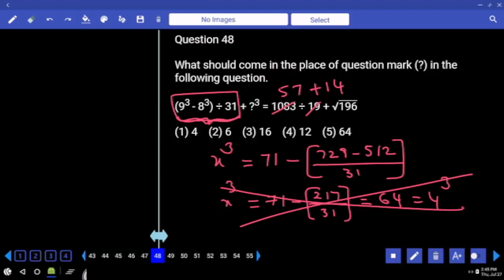So the highest value is 4 only. After 4 you get 5. 5 cube is 125. But your range is 71 and less than that, correct? So below 71 you have only 4 cube or 3 cube or 2 cube or 1 cube, correct? When you go to the options you are done with it. Followed? So after writing that x cube is equal to 71 minus something, you are done with it.